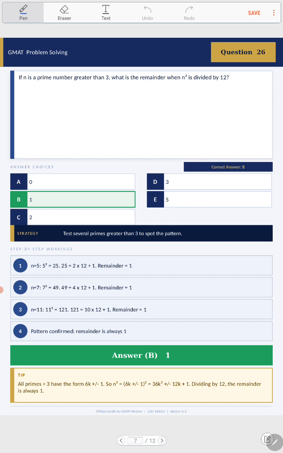N is a prime number greater than 3. What is the remainder when n squared is divided by 12? Always take the alternative solution. They are very, very good. But I'm also in the mode of solving. If I'm teaching, I will use the tips and the alternative solution. But if I'm solving, I will use the intuitive solution. So sometimes I'm bypassing the provided solution.